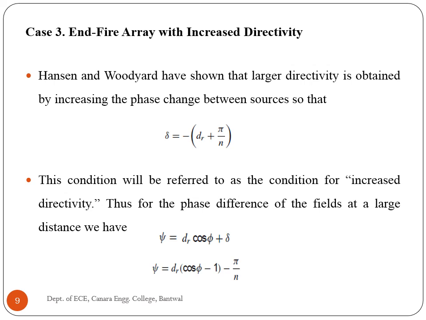End-fire array with increased directivity. Hansen and Woodyard have shown that larger directivity is obtained by increasing the phase change between sources, so that delta is equal to minus of (dr plus pi by n). This condition will be referred to as the condition for increased directivity. Thus, for the phase difference of the fields at a large distance, we have xi equal to dr (cos phi minus 1) minus pi by n.